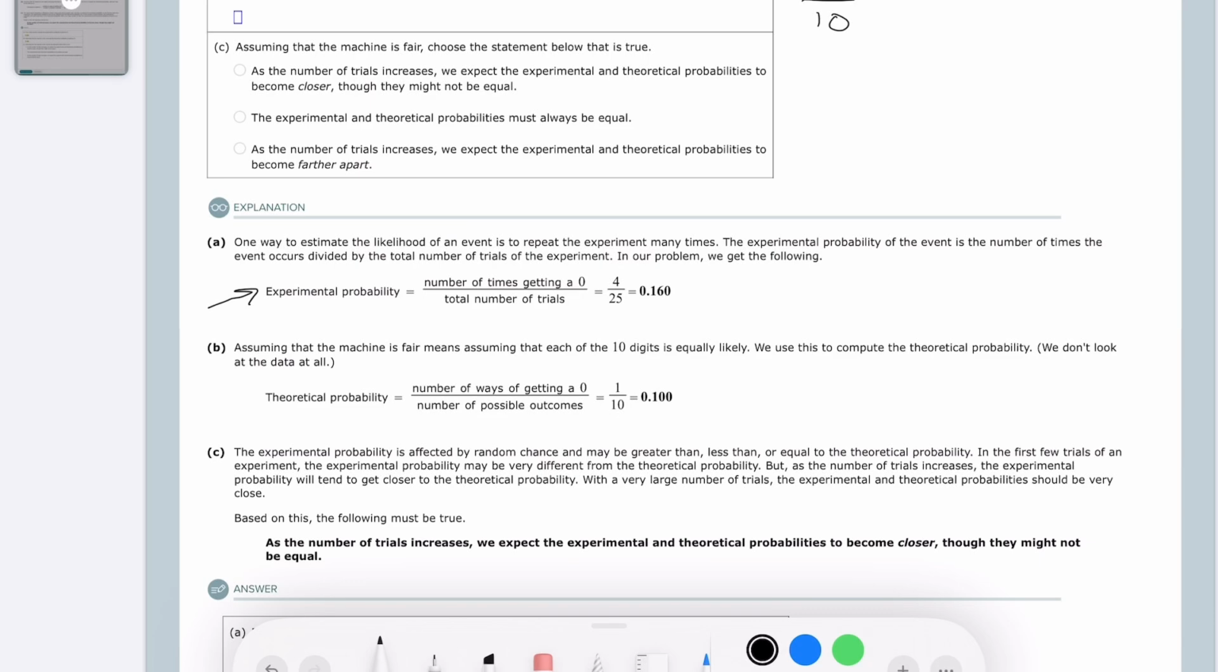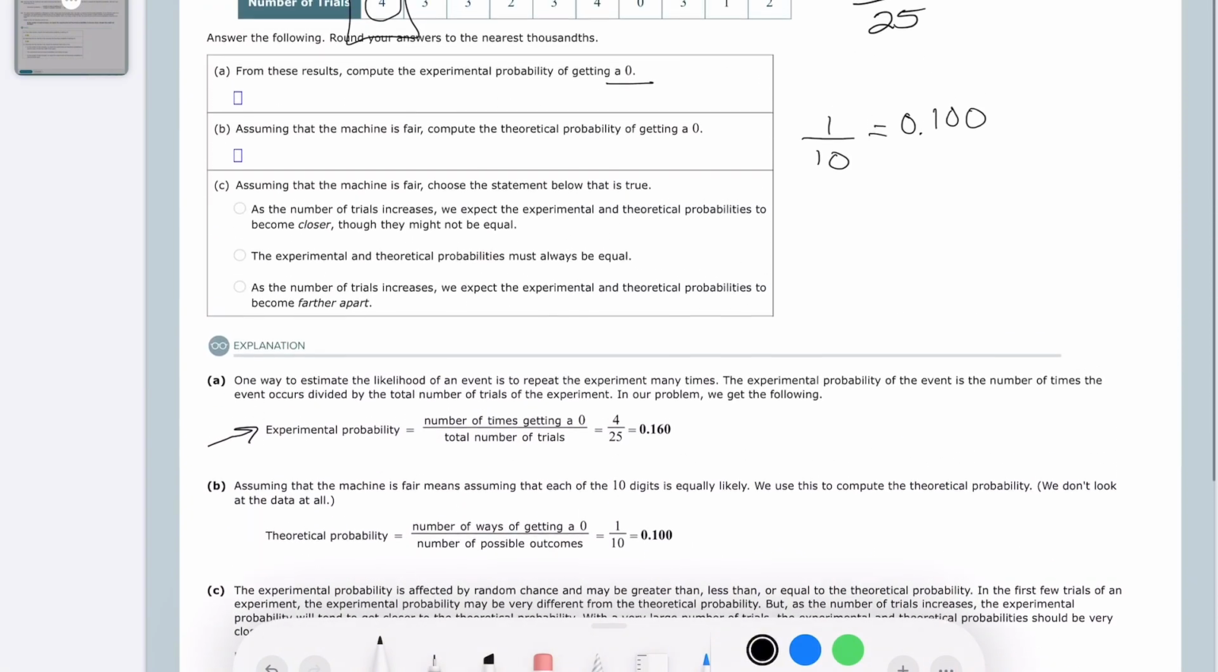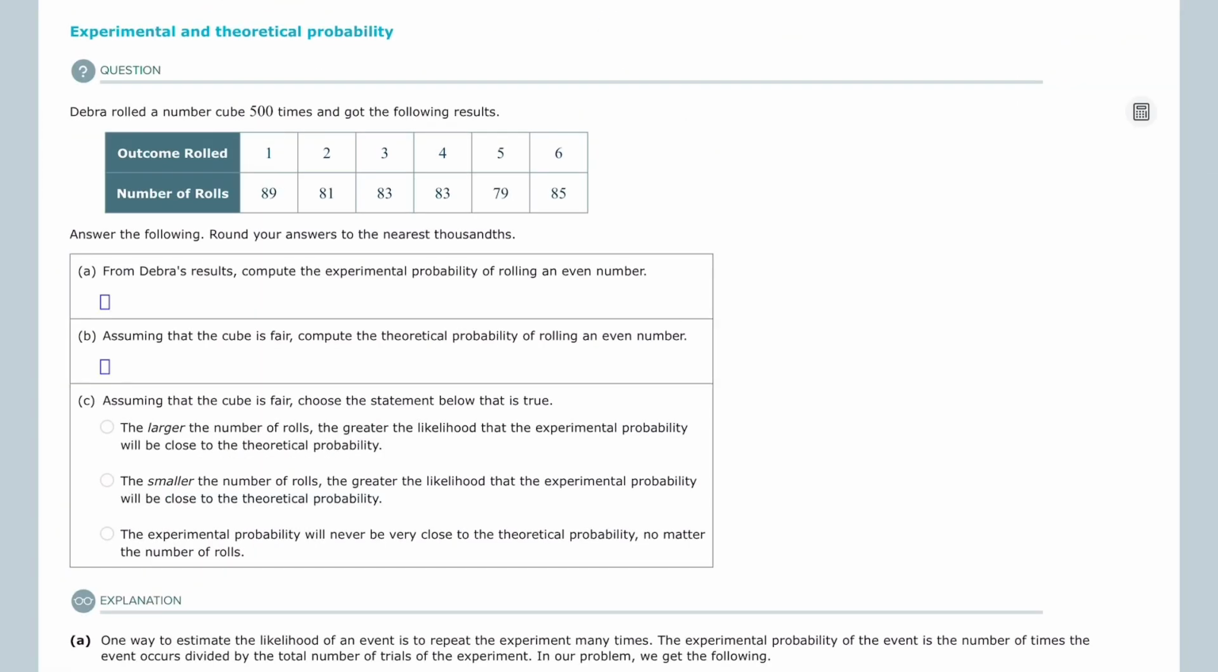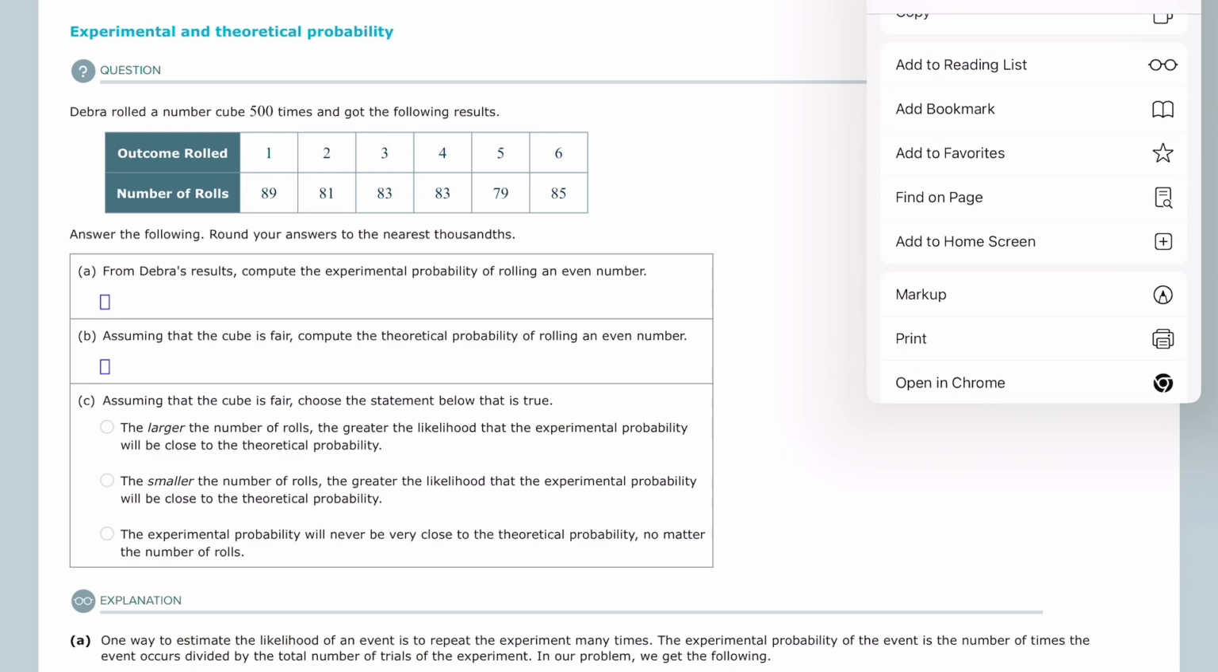So what usually is going to be your answer for part C is that as the number of trials increase, we expect the experimental and theoretical probabilities to become closer, though they might not be equal. Okay? Sometimes they can be equal, and then there's the result down there. And again, use this video. You can pause it and whatnot.